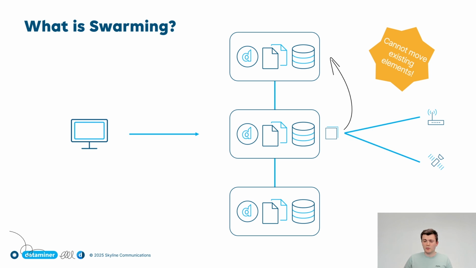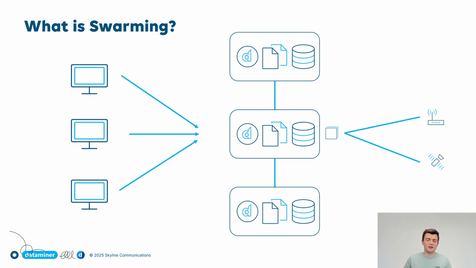So what then happens typically is a bunch of people connect to the same agent because that's one URL you only need to remember, and you keep on creating elements on the same agent. After an element has been created, it can't be moved, so you keep on overloading the same system.